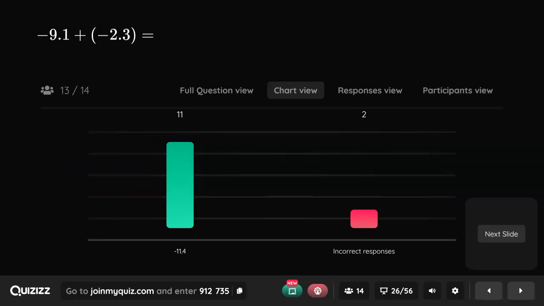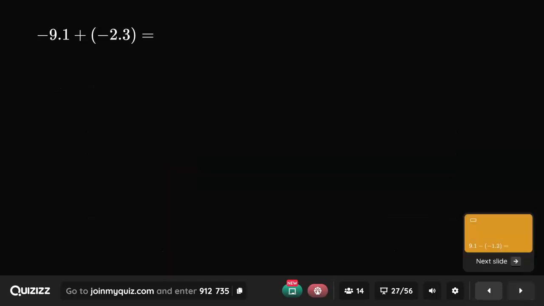Same signs, add and keep. So negative 9.1 and negative 2.3 add to give us negative 11.4. Okay, add and keep. Two negatives add together to give us a bigger negative. Uno más.